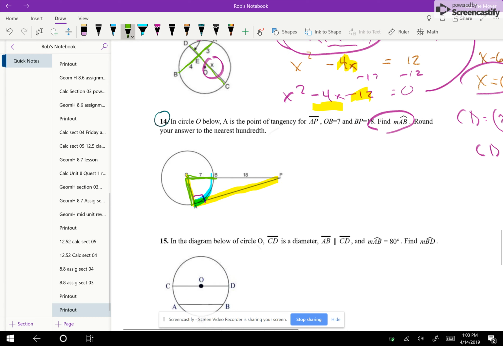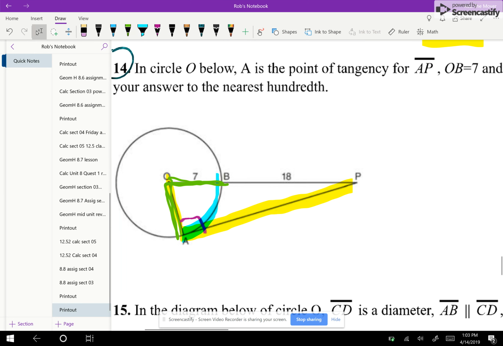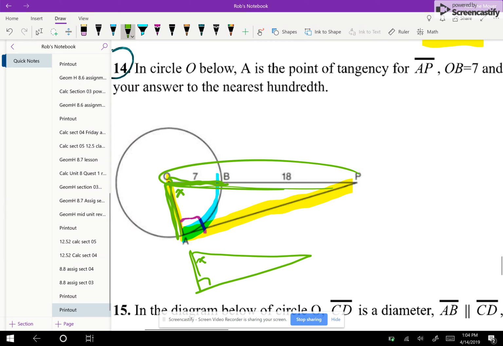So that angle in there, let me call it X, okay? That angle is an angle in my right triangle. Let me redraw the right triangle. This is my angle X. But I only know one side. This whole side here is 18 plus 7, which is 25, right? And the question is, do I know any of the other sides?